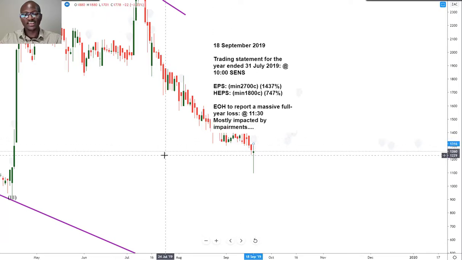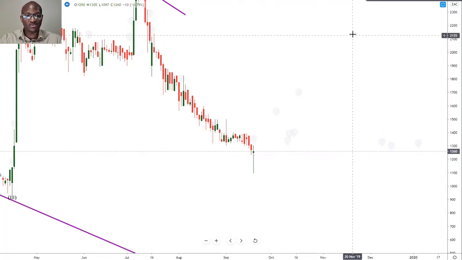Some more news here. 18 September 2019, trading statement for the year end July 2019. Earnings per share looking bad, expected to be down over 1000%. Headline earnings per share expected to be down almost 750%. Article later that day, EOH to report a massive full year loss, mostly impacted by impairments. So fundamentals are really taking a beating now.